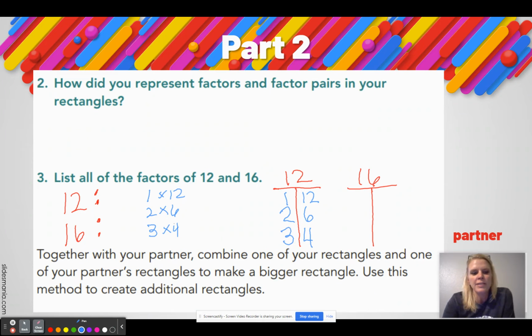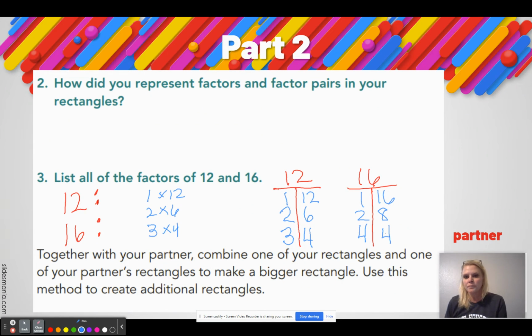Okay, and we're going to do the very same thing to the number 16. Sorry. 1 times 16, 2 times 8. Does 3 go evenly into 16? No, so it's not going to be a factor. Okay, and remember, factors fit evenly into that number. Does 4 go evenly? Yes, it does. 4 goes evenly 4 times.